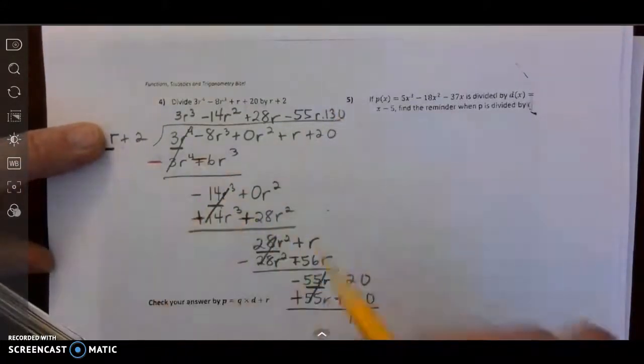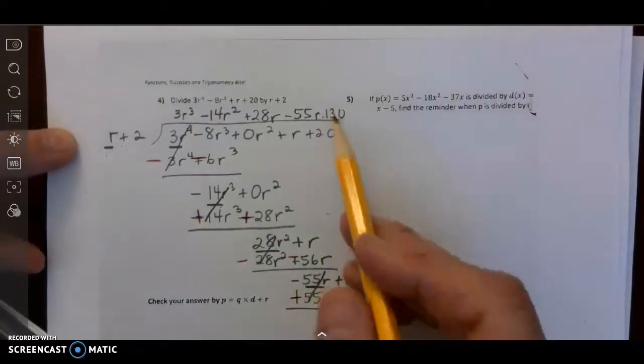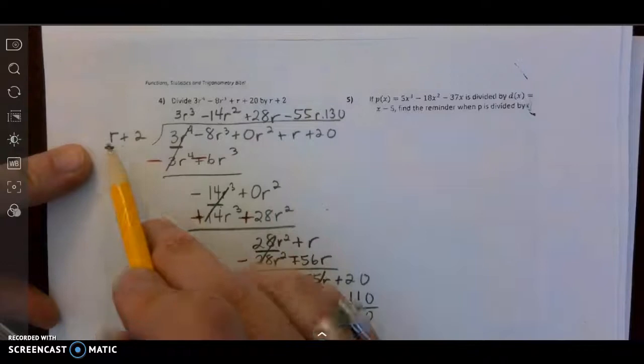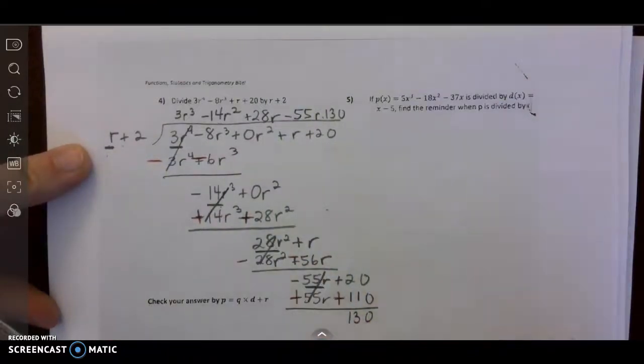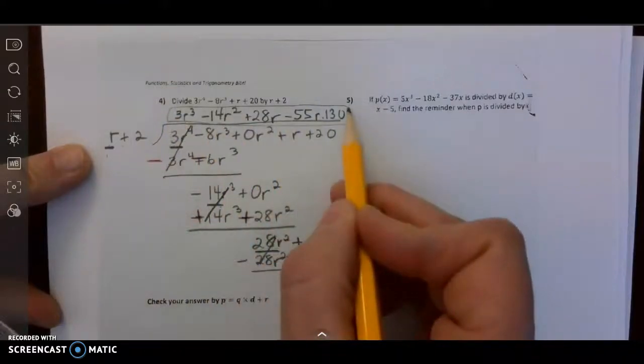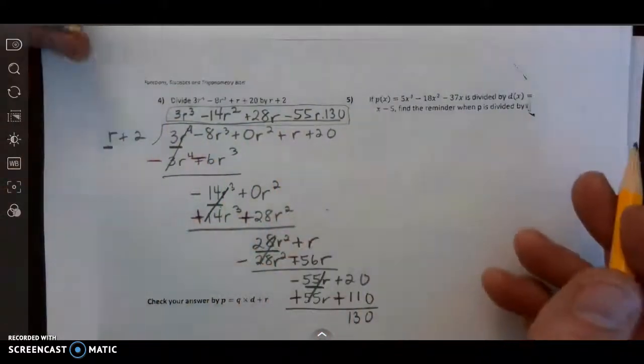I just wanted to show you both ways that it could be written like this, or on the previous page when we did the remainder over the divisor. Okay, so here's my answer. Let's do the next example.